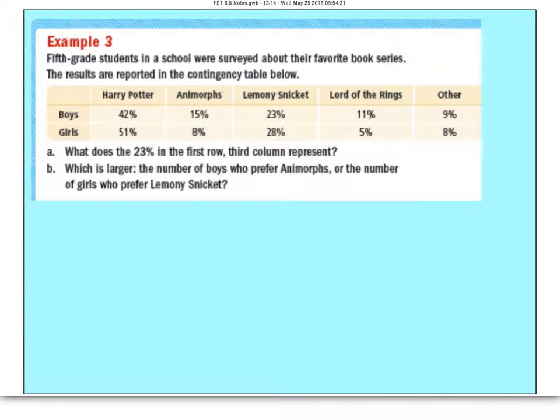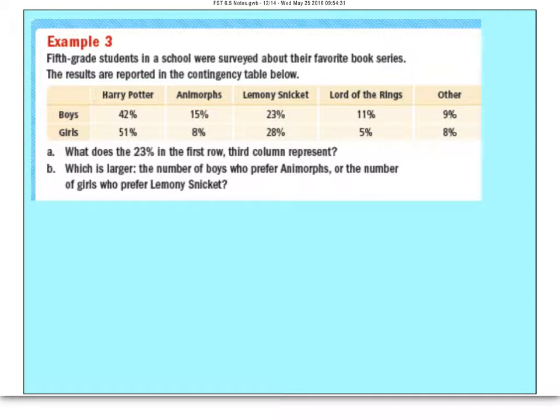So here's an example where they're not going to tell you if it's a row or column percent table. Here we have fifth grade students in a school. They were surveyed about their favorite book series. The two variables they're using are gender and the book that you liked. So we have here the boys and what percent liked Harry Potter and so forth.